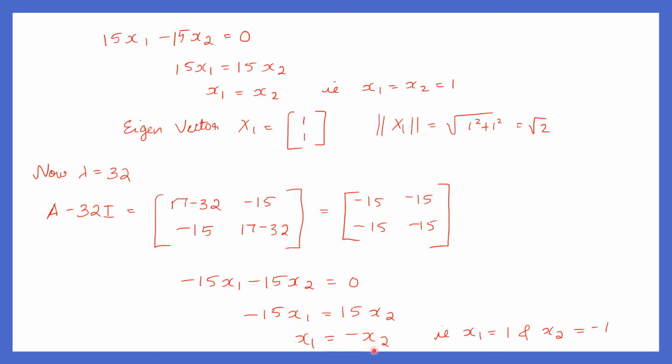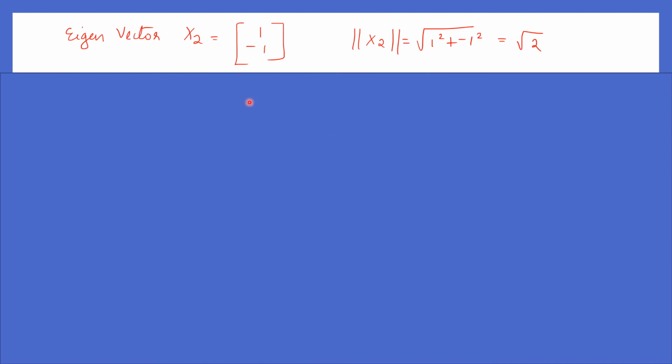x1 is equal to minus x2. So if x1 is equal to 1, x2 is equal to minus 1. So the eigenvector corresponding to lambda equal to 32 is 1 minus 1. So the normalized form of x2 is square root of 1 square plus minus 1 square. It is equal to square root of 2. Now we obtain the two eigenvectors. So now we have to create the normalized modal matrix. The normalized modal matrix can be identified as each eigenvector divided by the normalized form of its corresponding eigenvector.